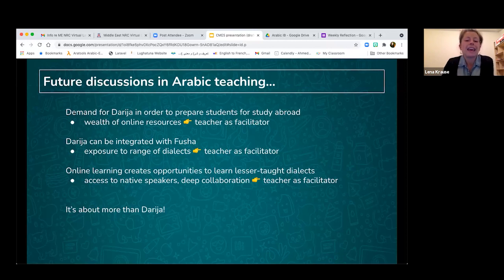And ultimately, it's not even about Darija as much as it is about the fact that every dialect can now be included in a curriculum that is Fusha focused, that is Amiya focused, that is both.